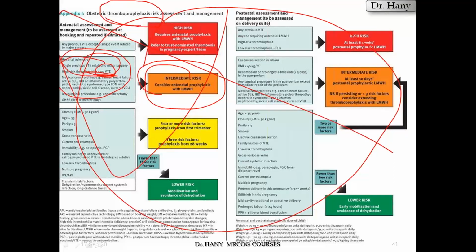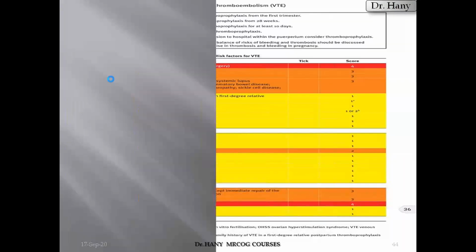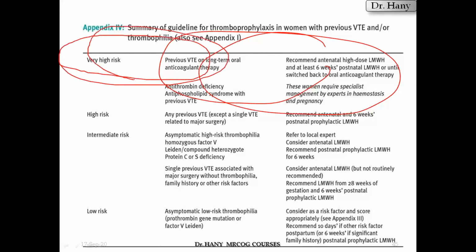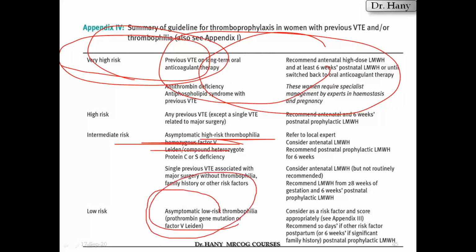It will be a high dose: a previous VTE plus antiphospholipid, a previous VTE plus antithrombin or high risk thrombophilia, or recurrent VTE. You will be here. Indication for very high risk. Alone, it will be here: asymptomatic thrombophilia, but high risk thrombophilia. Homozygous factor V Leiden, it will be second here. Heterozygous, it will be here.